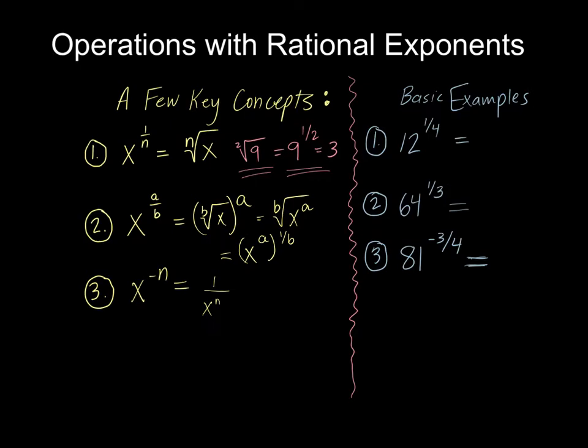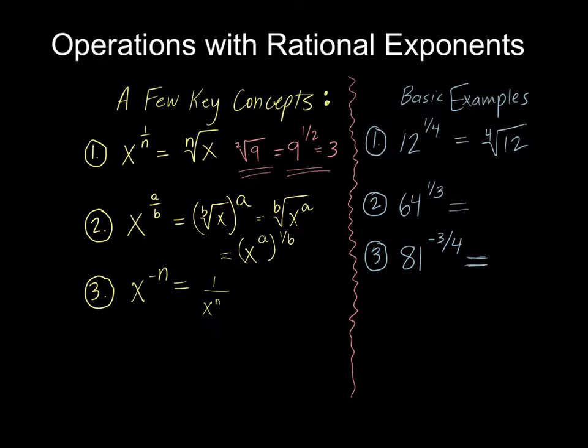So a few basic examples. This first one, 12 to the 1/4. The instructions there would just be maybe to write it in radical form. This is the 4th root of 12. The 4th root of 12 is some decimal number. 12 is not a perfect 4th power, so I don't know what that number is. I would type it in my calculator or just leave it as the 4th root of 12.